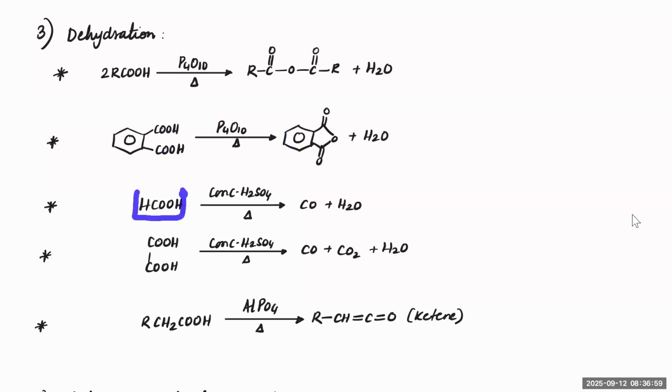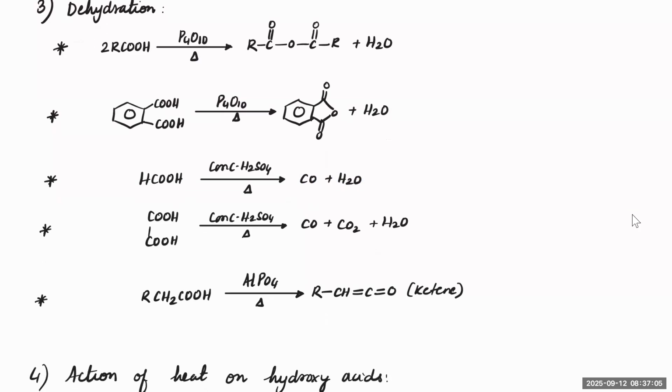Same way, if you have HCOOH, I can get carbon monoxide and H2O. That is also dehydration. If you have COOH and concentrated H2SO4, look, remove one carbon dioxide, one water. What is left? Carbon monoxide. So these three will come.